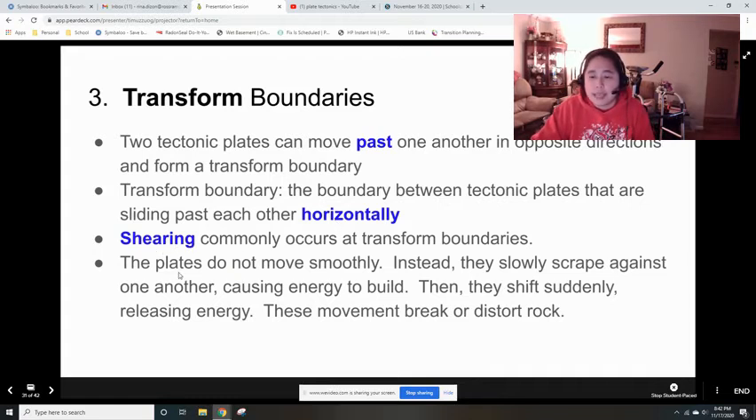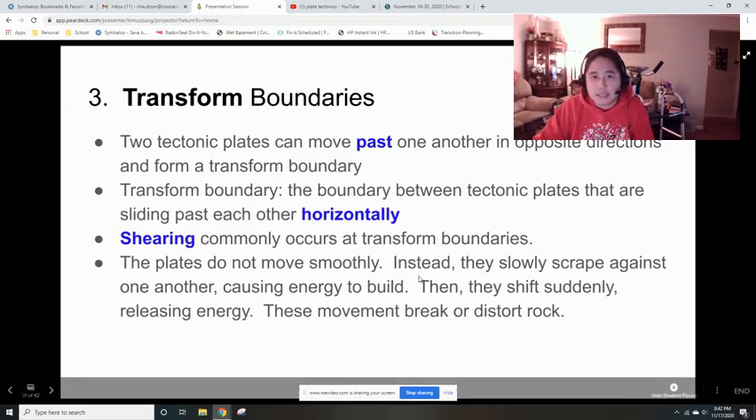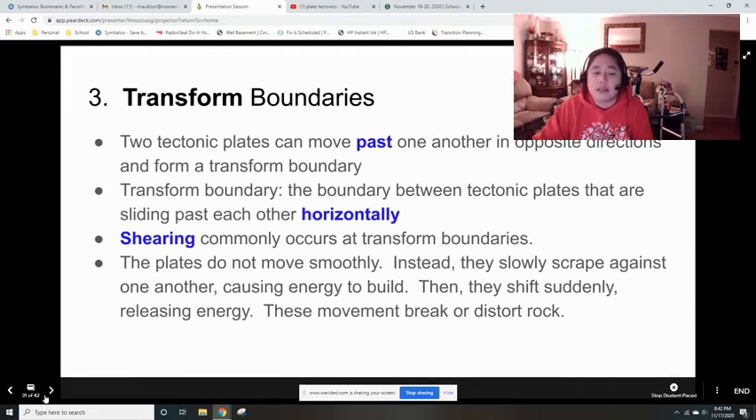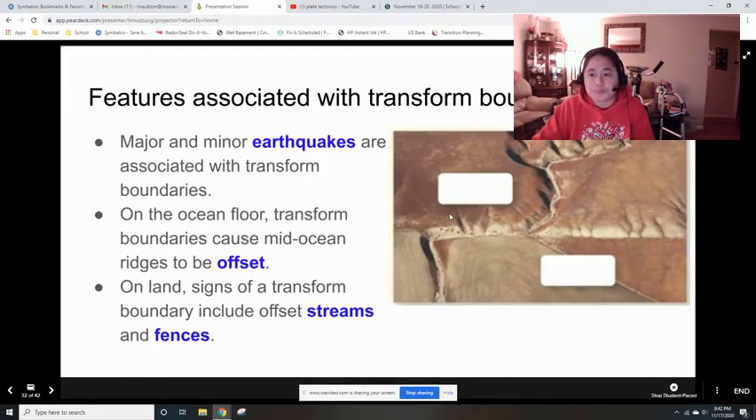Okay, and in this case, they don't move smoothly. In fact, they actually have a burst of energy and they just shift suddenly. Hence, you're going to have rocks that break, and this is where your earthquakes occur. So here you can see, again, you can have major and minor earthquakes associated with transform boundaries.